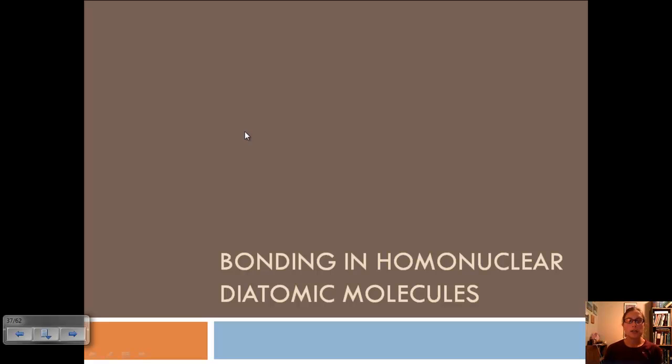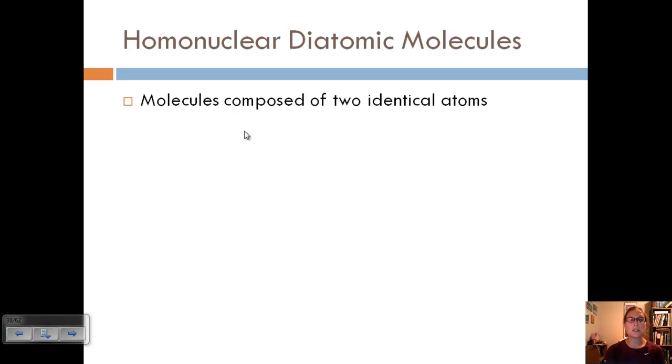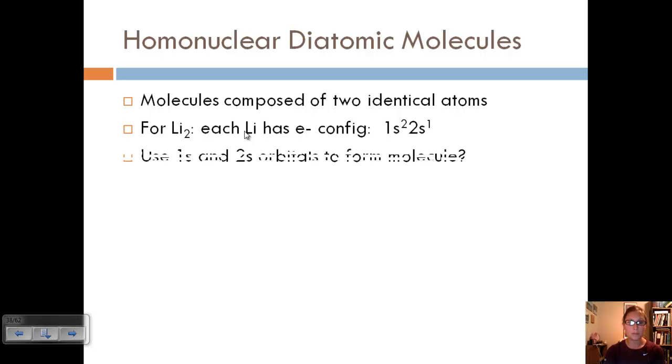So we're going to continue with our unit on covalent bonding and talk about bonding in homonuclear diatomic molecules. These are molecules composed of two identical atoms, and we're going to relate the molecular orbital model to these types of molecules. So for the lithium molecule, Li2, each lithium has an electron configuration of 1s2, 2s1.